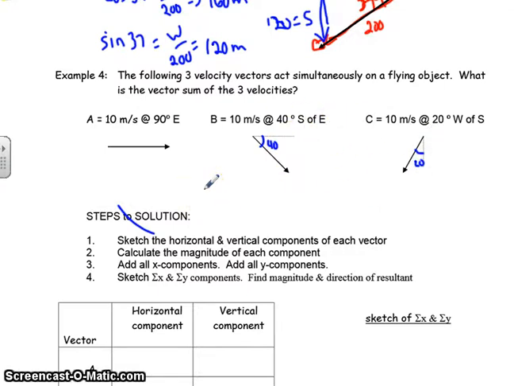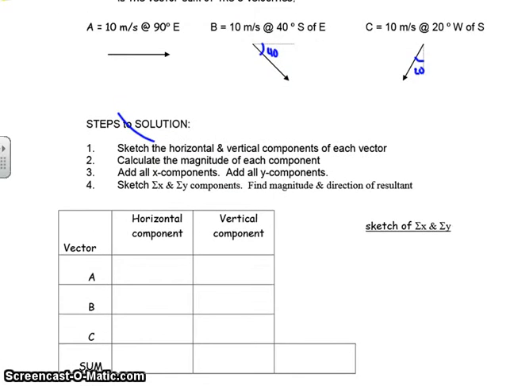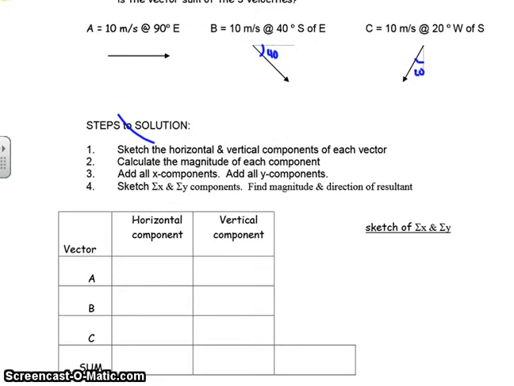Alright, so this is a fairly involved problem, so pay close attention. What we want to do is sketch the components of each vector, add all the verticals, add all the horizontals, and then recombine them into one vector. Okay, so that's what this table is for. So let's do the first one. Sketch the horizontal and vertical components of each vector. So I go up to vector A, it's all horizontal. So there's no vertical, so I don't have to do anything with that.